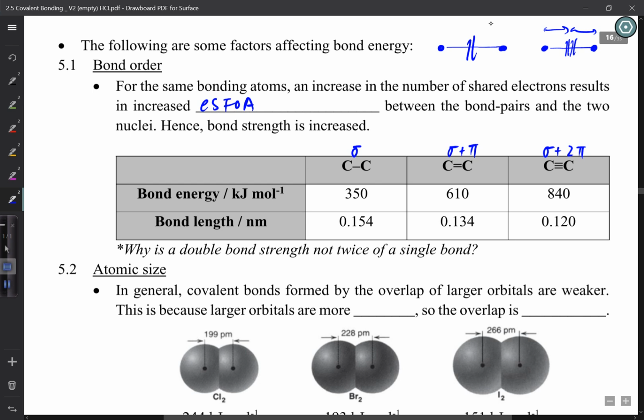So if you take 610 minus 350, what do you get? You get 260. In other words, for the pi bond, although it is incorrect to calculate this way, we can roughly estimate that it will be 260. Compared to the sigma bond at 350, which goes with what we mentioned just now, it is weaker. Now, what about this case? Assuming the sigma bond is still 350, each pi bond will be how much?